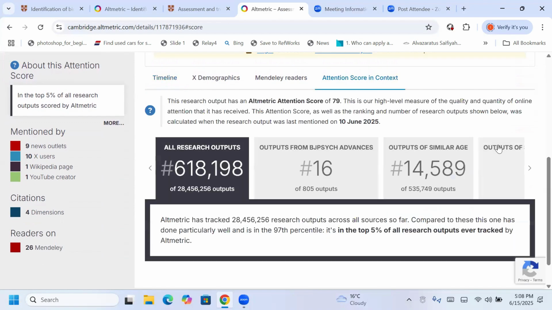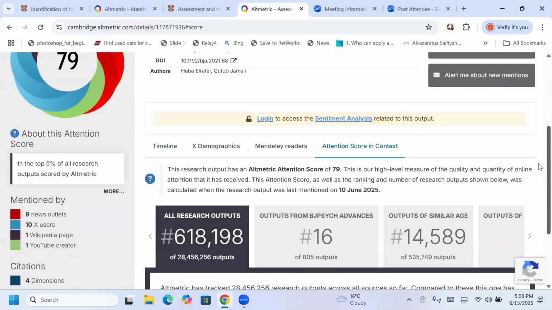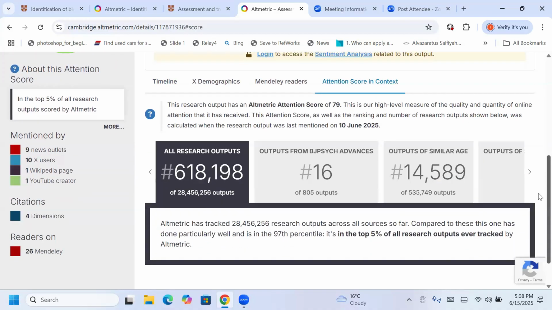Now, if you look at the attention score in context, again, it's about you digging deep and exploring this. The more you look into this, the more data you get. So the total number of research outputs which this particular work has had is this number out of the total. Outputs from this journal, it's number 16 out of the 805. So that is again pretty impressive, top 20.